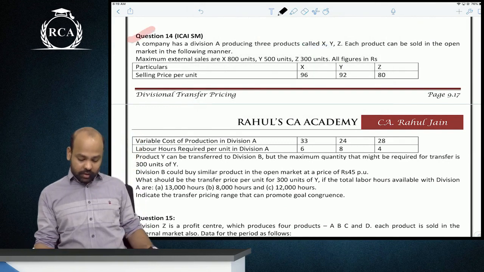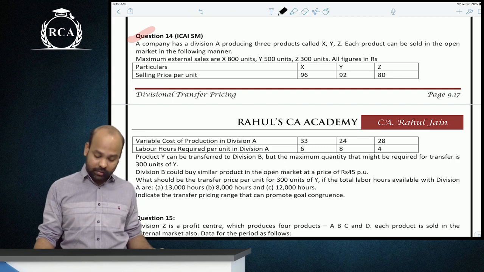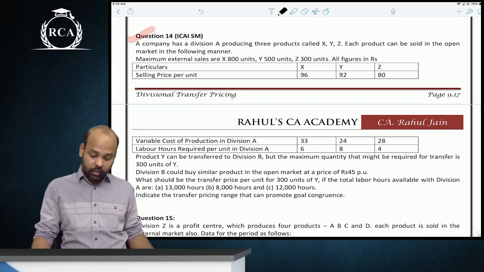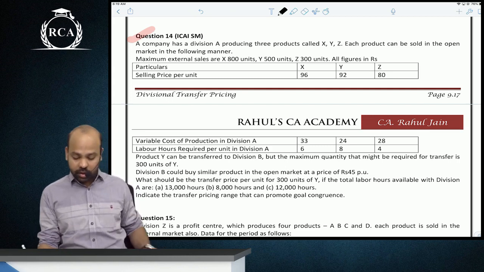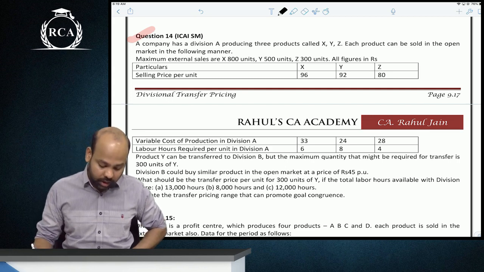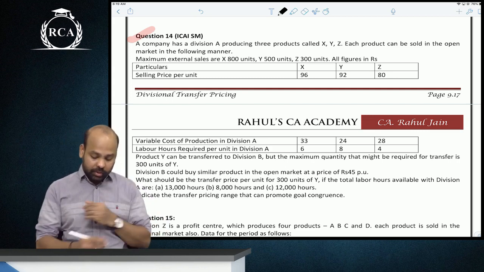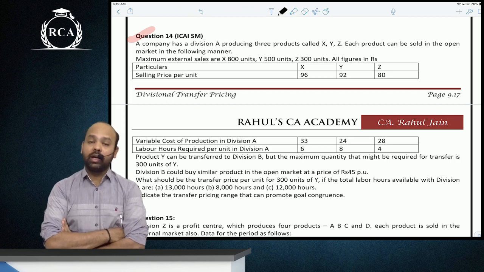A company has a division producing three products called X, Y, Z. Each product can be sold in the open market in the following manner. Maximum external sales of product X are 800 units, product Y are 500 units, product Z is 300 units. It's a nice question.